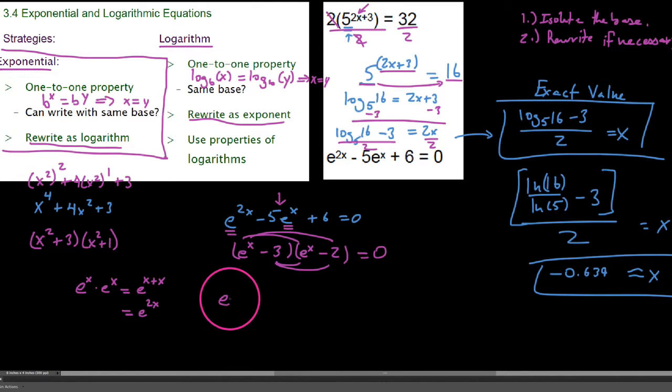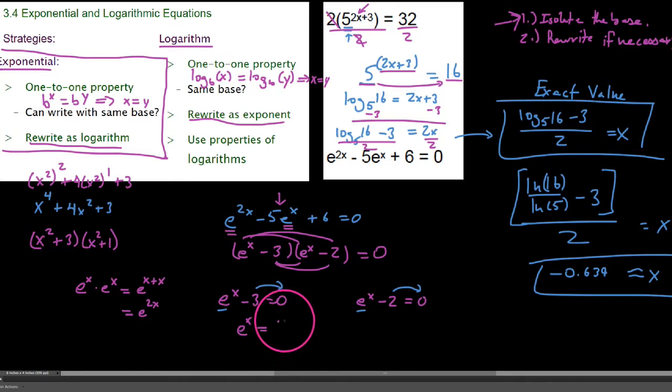So using these factors now, we say e to the x minus 3 either equals 0, or e to the x minus 2 equals 0. And you'll notice that we end up with a situation just like up here where we said we can isolate the base now. So in this first equation, the base is e, and in the second equation, as a matter of fact, the base is e. So we're going to take these constants in either equation in this particular case and put them on the other side. So we get e to the x equals 3 and e to the x equals 2.